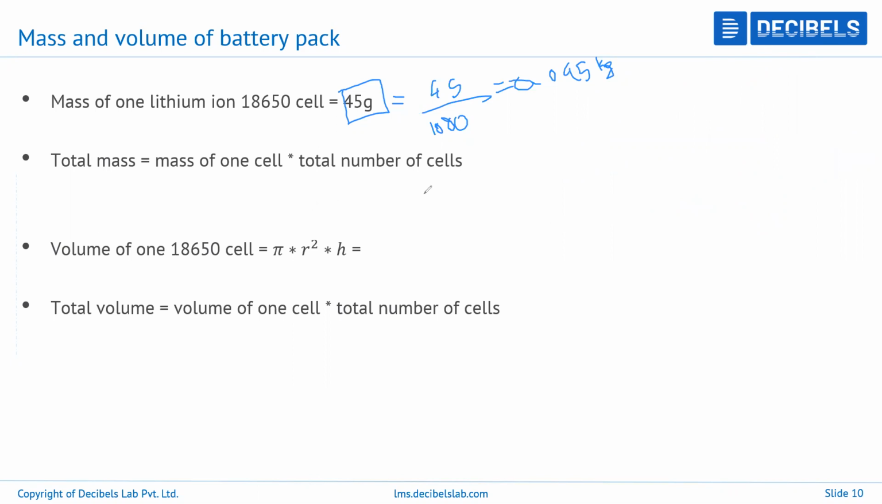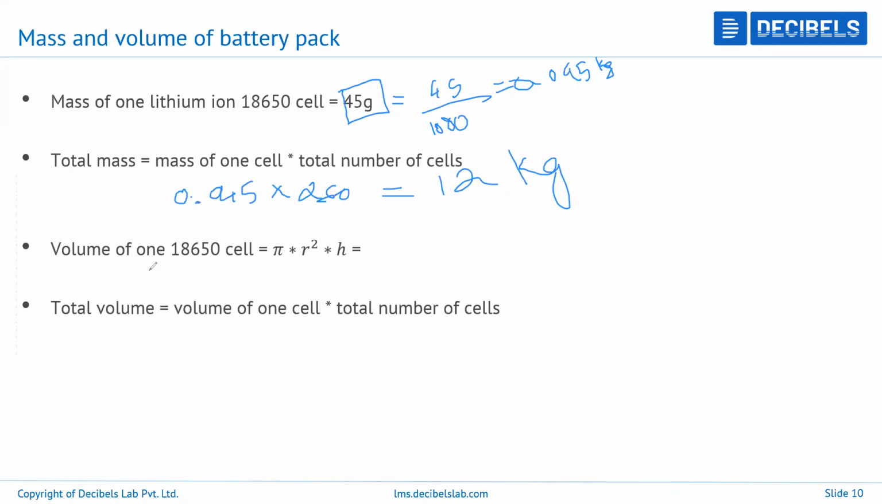So we estimated 260 cells, right? So mass of one cell will be 0.045 into 260. If someone can verify this number, this should give you a mass of 12 kilograms, if I'm right. Yeah, that's correct. You will get 11.7 kgs, so you can just round that off to 12 kilograms.